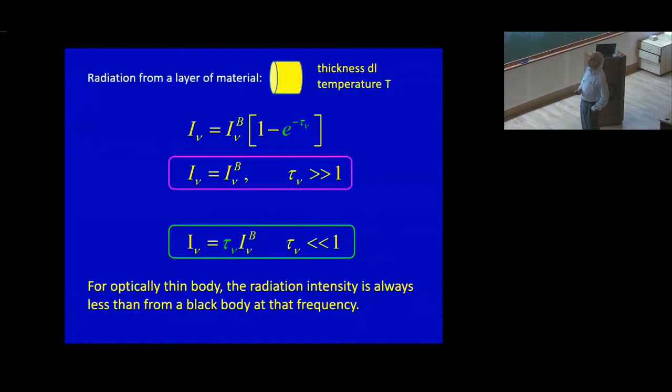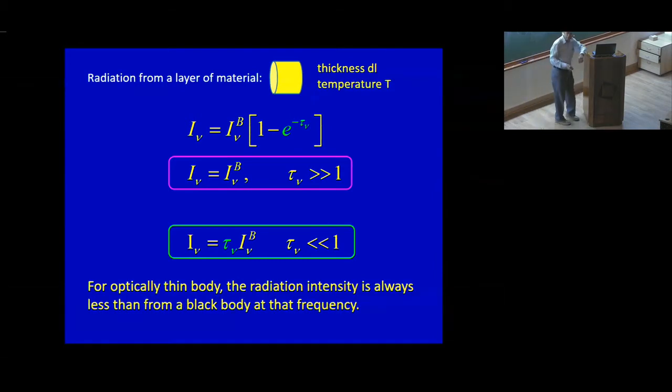Now, we have dealt with the case where the body is opaque, where the optical depth is infinity. Now let us take the case where the optical depth is not infinity, but is less than 1. Like the air in this room is semi-transparent, depending on what wavelength. At visible wavelength, it is completely transparent. Okay? So let us look at this step by step.